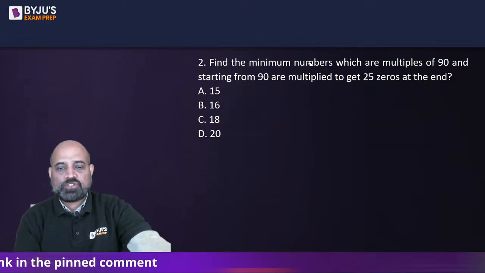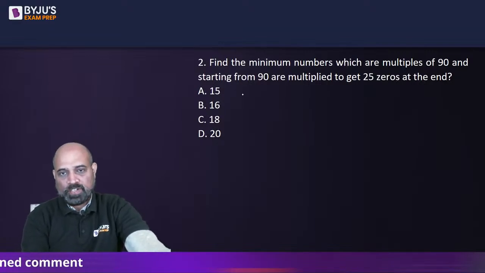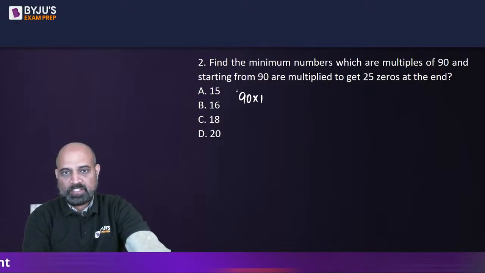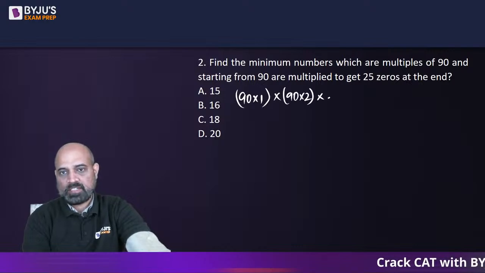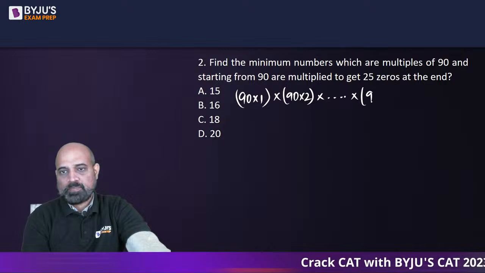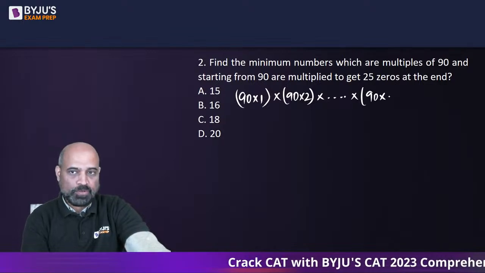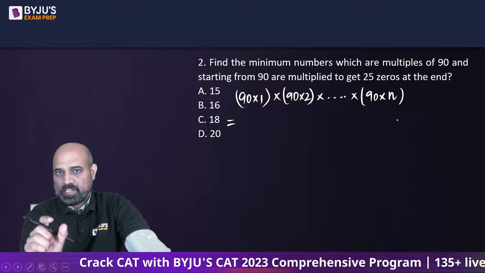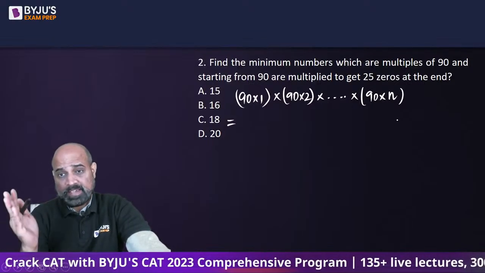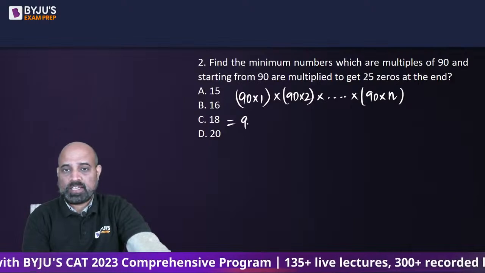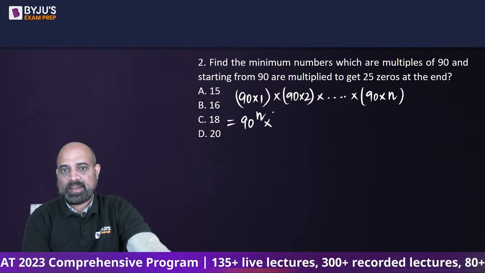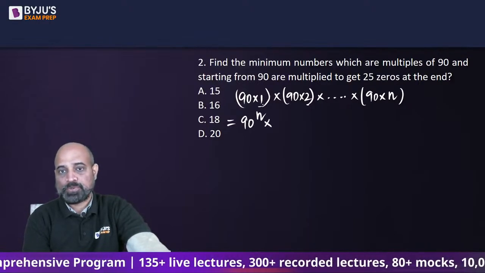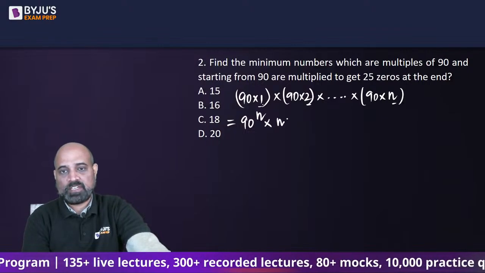Okay. So since we are talking about multiples of 90, the first multiple of 90 is going to be this, second multiple of 90 is going to be this, and this continues. Last multiple of 90, we have no idea what this is. So suppose this is n. If you pay attention, there are n brackets here. If I take out 90 as common, I'll have 90 to the power n, and then we'll be left with 1 into 2 and so on up to n, which results in n factorial.